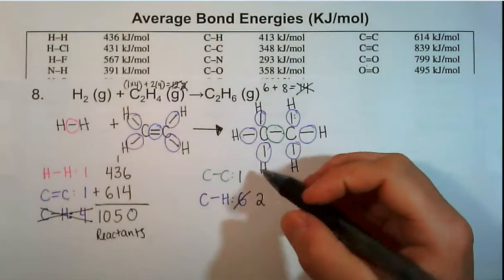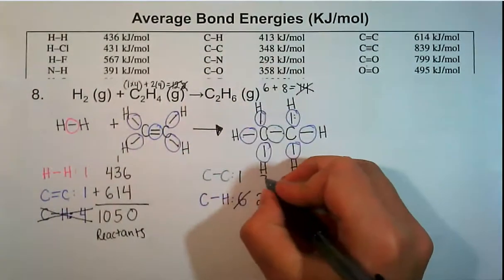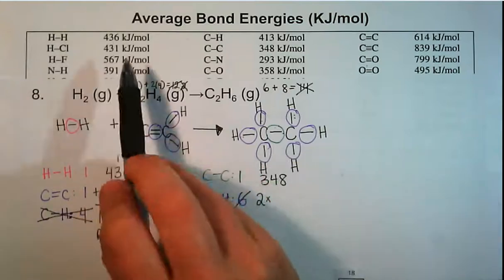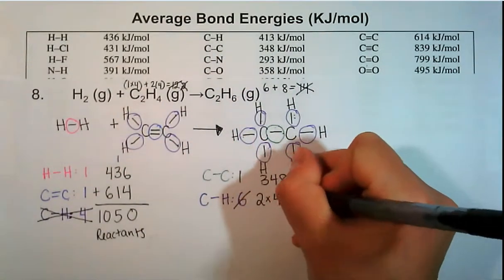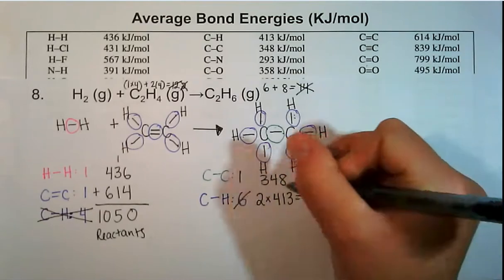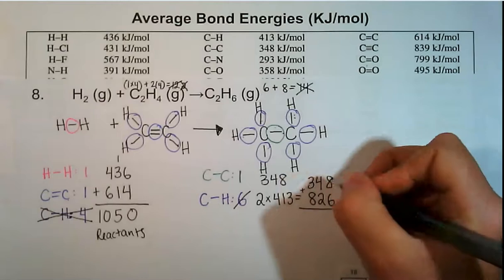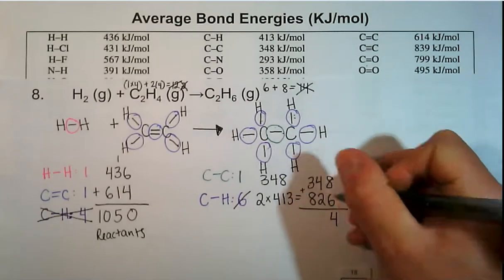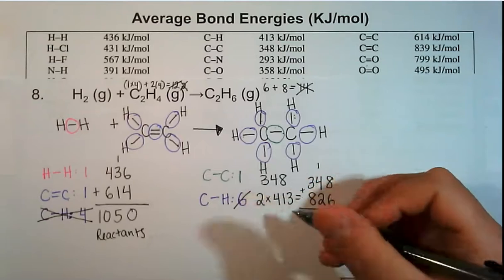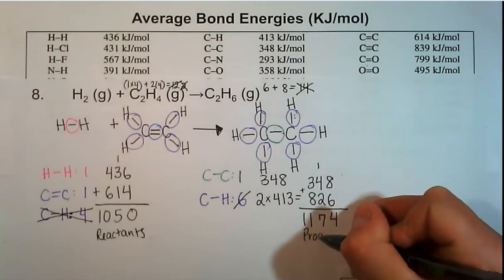Okay. And then on our product side, we have this carbon-carbon single bond, which is right here, 348, plus 2 times carbon-hydrogen single bond, which is 413. 2 times 413 is 826 plus 348. Add those together. 8 plus 6 is 14. 4 plus 2 is 6. Plus 1 is 7. And the 8 plus 3 gives us 1174 on our product side.